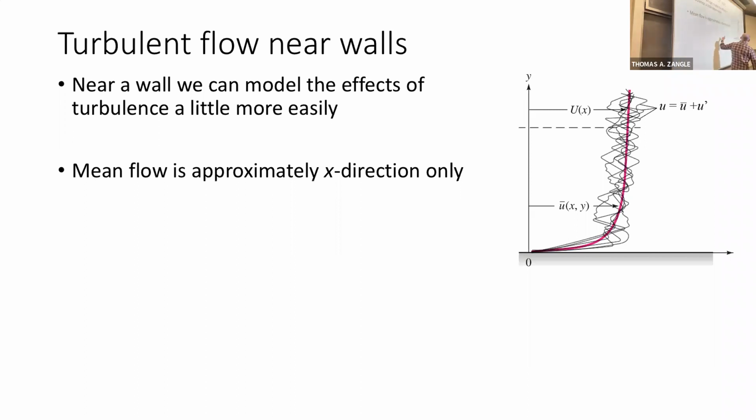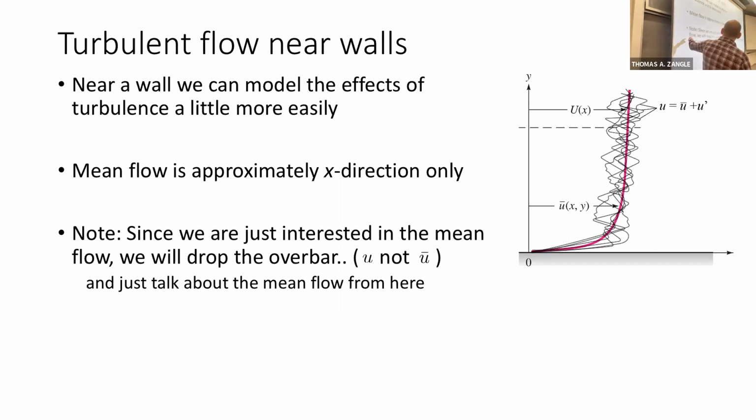So this mean flow is approximately in the x direction only. This is the x coordinate. And just note for this discussion, we're interested only in the mean flow. So for a lot of this analysis, we're going to be dropping the overbar. On future slides, we're going to see u meaning the mean velocity u bar. And we're really just going to be talking about the mean flow from here.